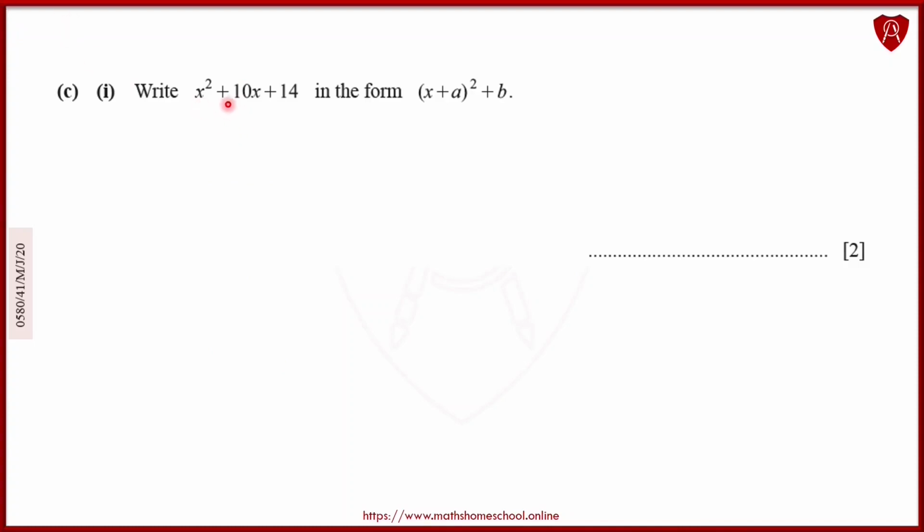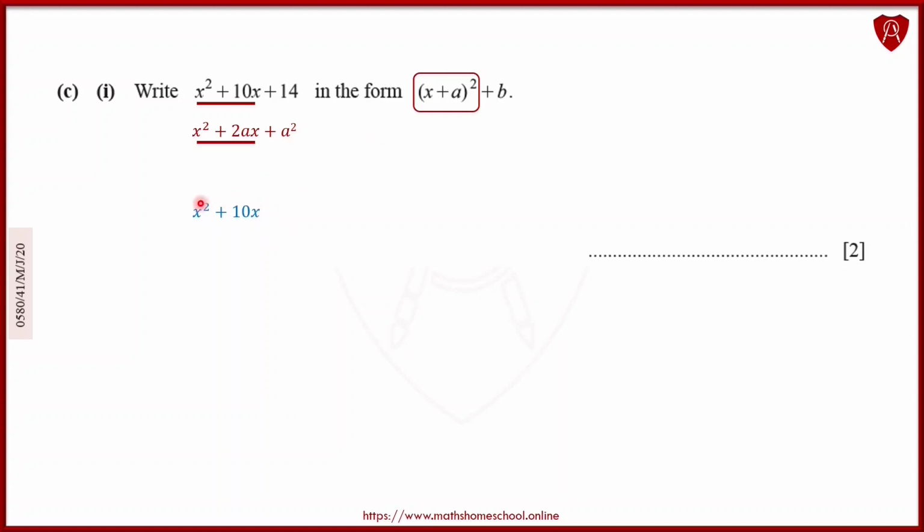Write x squared plus 10x plus 14 in the form (x plus a) squared plus b. This is what we call the vertex form of a quadratic expression. This perfect square can be expanded, and this is the expansion. When we compare these two equations, the first two parts are okay. We now need to take this and add a squared to get a perfect square.